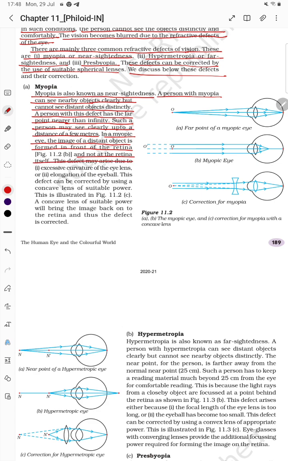This defect may arise due to the excessive curvature of the eye lens or elongation of the eyeball. These defects can be corrected by using a concave lens of suitable power. This is illustrated here. A concave lens of suitable power will bring the image back on the retina and this defect is corrected. So this is what is called myopia, student.